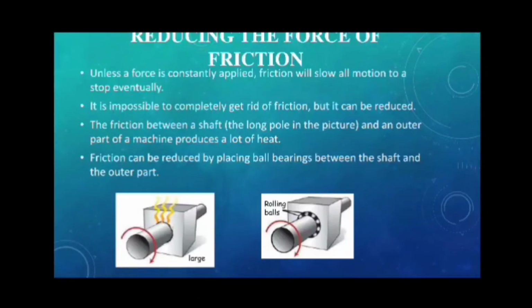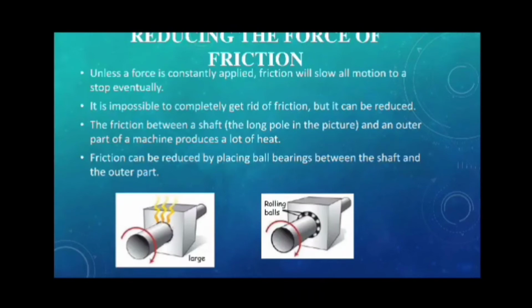Then friction produces heat, which may cause damage to machines. It also reduces the efficiency of machines. It also slows down motion. Now, are there any ways through which we can reduce the force of friction? So, unless a force is constantly applied, the friction will slow all motion to a stop eventually. So, it is impossible to completely get rid of friction, but it can be reduced.